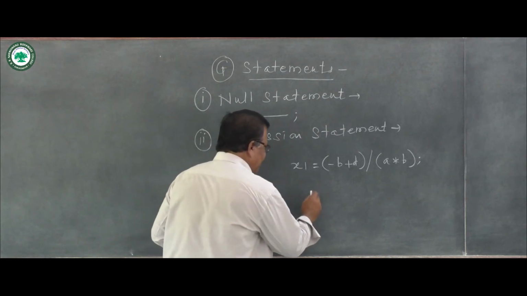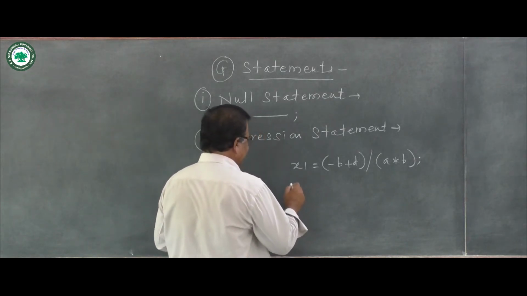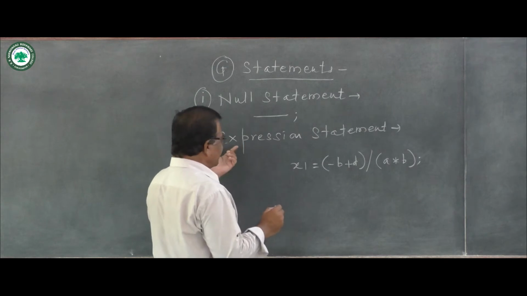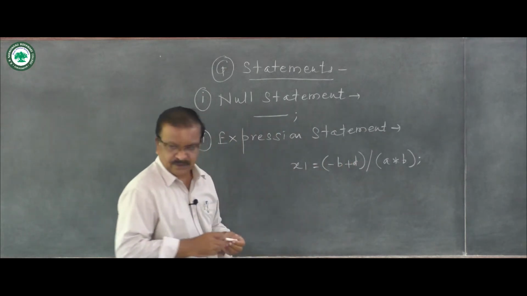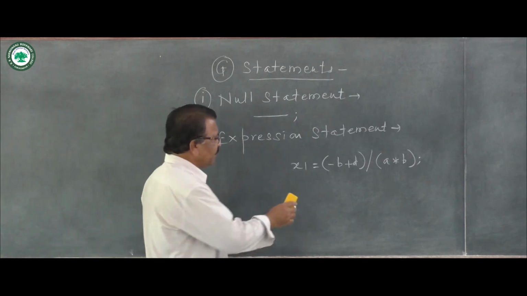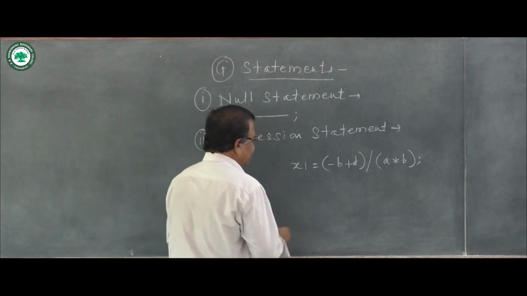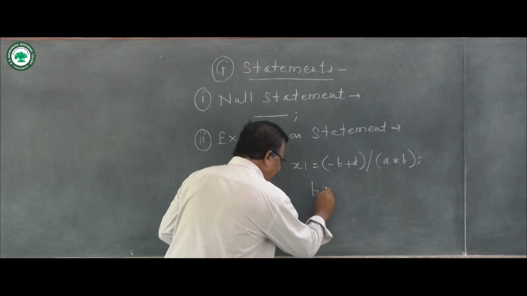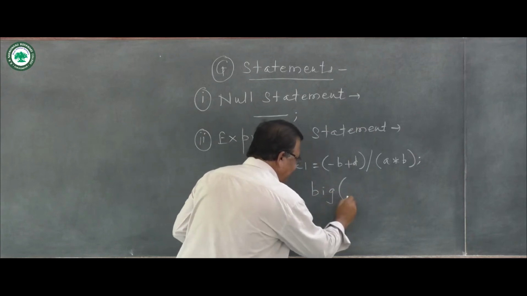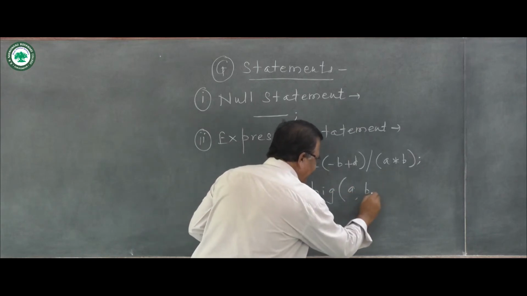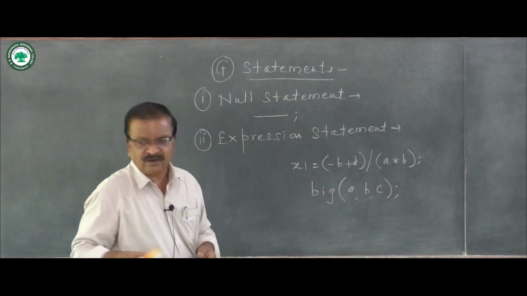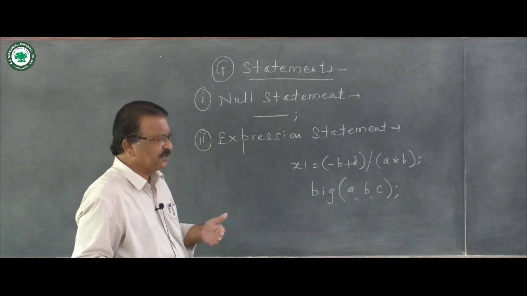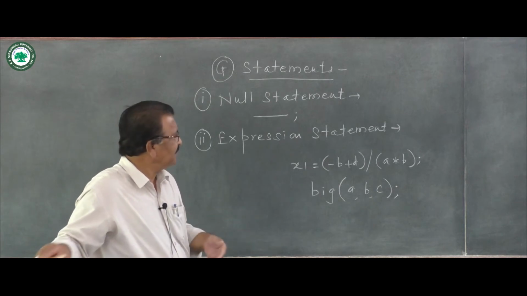Then in the expression statement, we have expression followed by semicolon. Another example of expression statement is this function call, big A, B, C. This is what is called a function call. We shall see what function calls are as we go ahead.